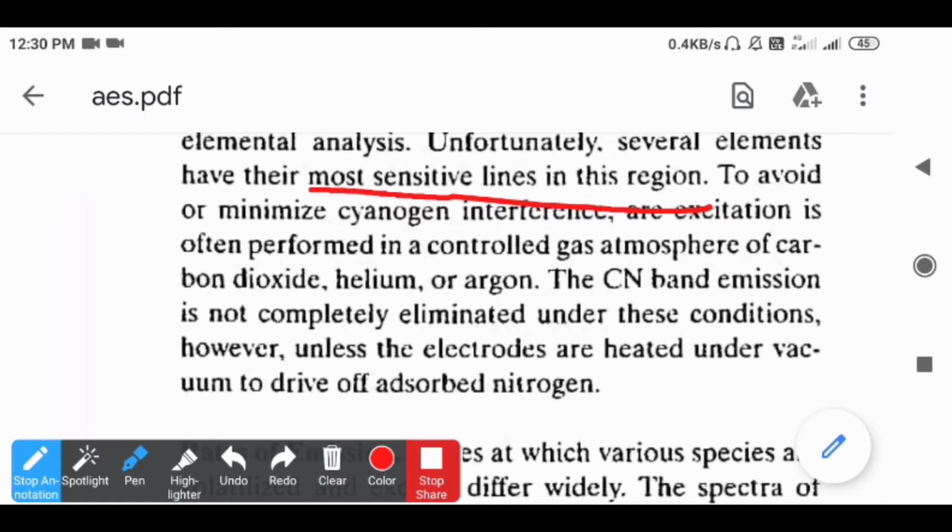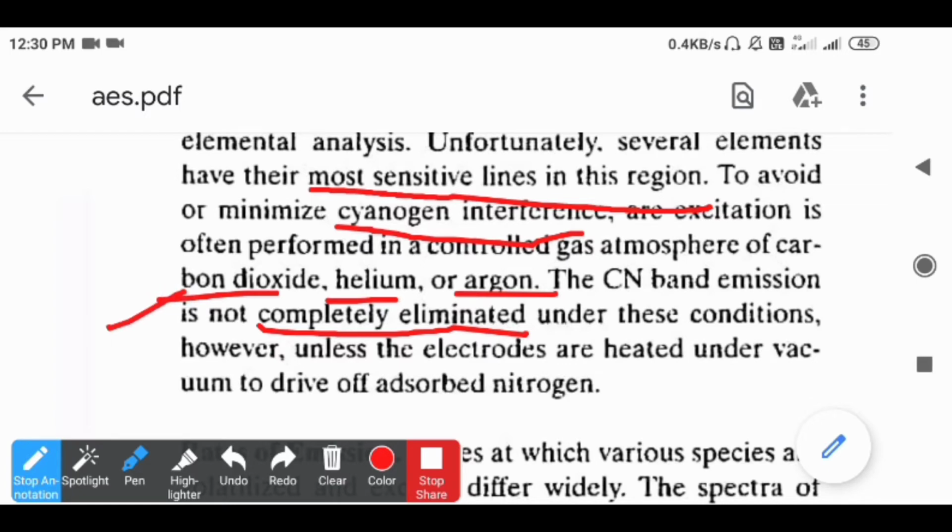So in order to avoid the cyanogen interference, we can perform the analysis in the presence of controlled atmospheric gases such as carbon dioxide, helium or argon. Externally we can introduce these gases into our sample chamber, so that the interaction with nitrogen is eliminated. But the cyanogen band cannot be completely eliminated under this condition, even if we use carbon dioxide, helium or argon gases.